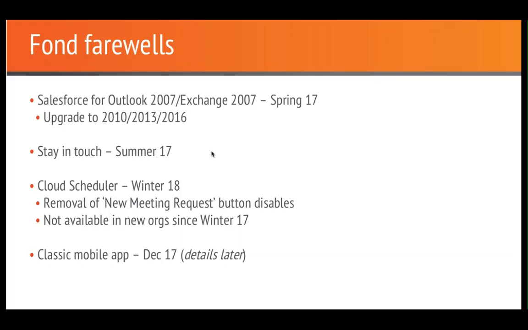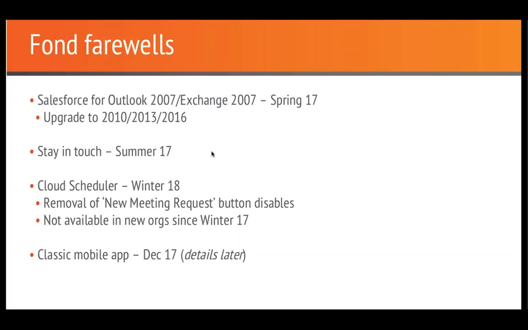The stay in touch functionality, which allows you to keep in touch with contacts, is retiring in the Summer 17 release. There's no on-platform replacement for this functionality in Salesforce. So if you use this and you need to continue with this level of functionality, you'll need to look to the AppExchange for an alternative. Cloud Scheduler is going to retire in the Winter 18 release, so in about 9 to 10 months' time. Again, there's no replacement for this in the product, so the AppExchange is the place you'll have to go to find yourself an alternative.